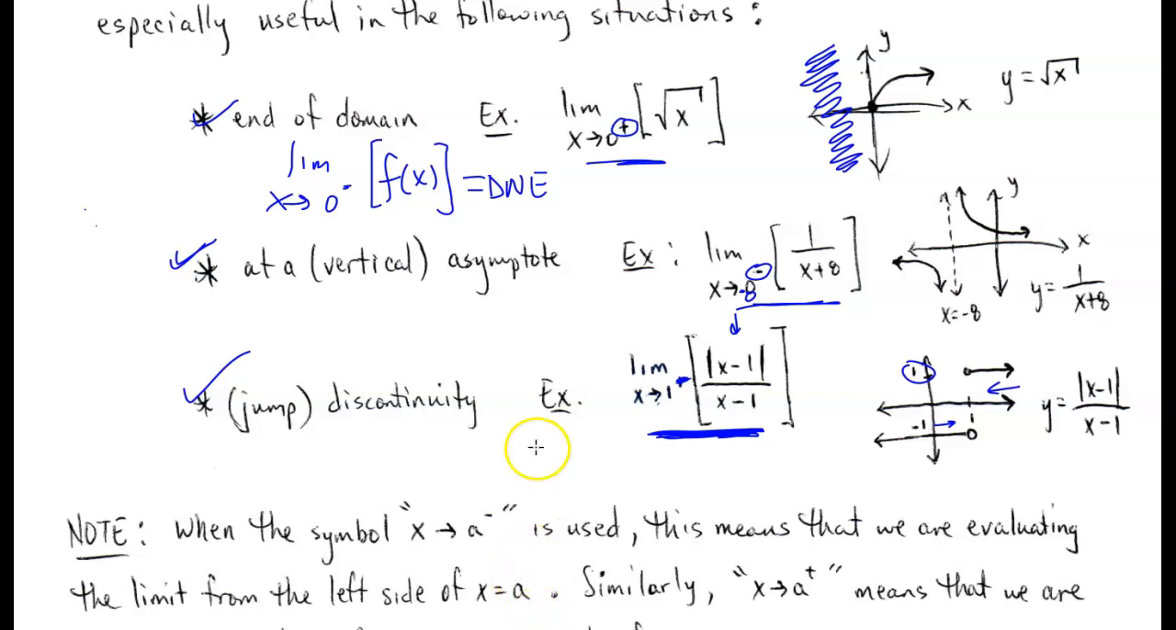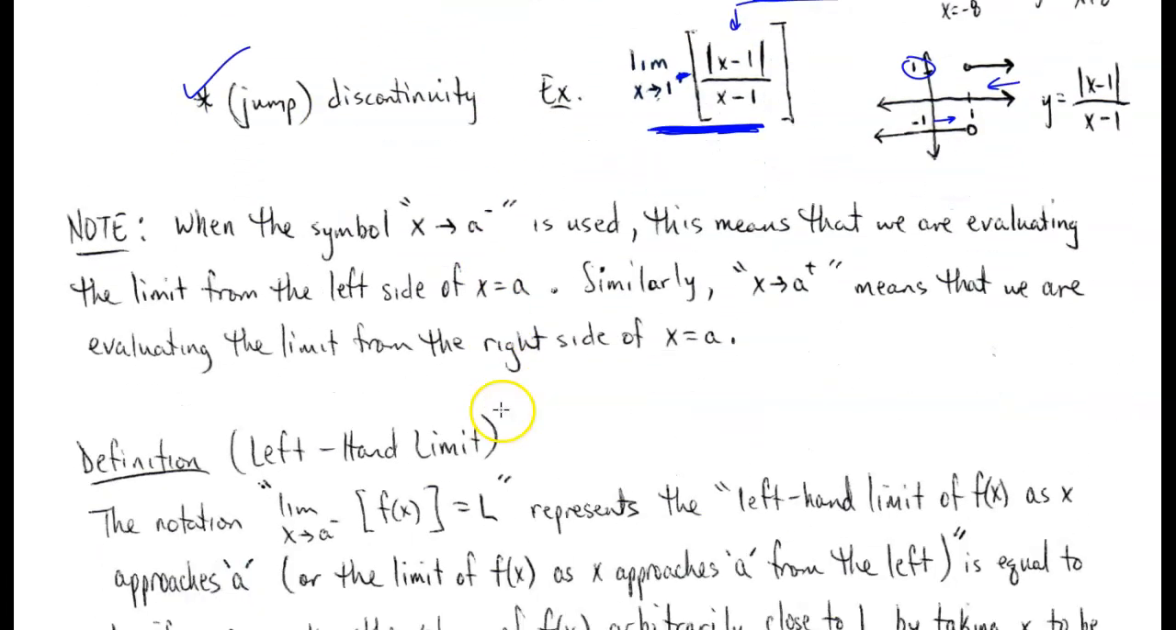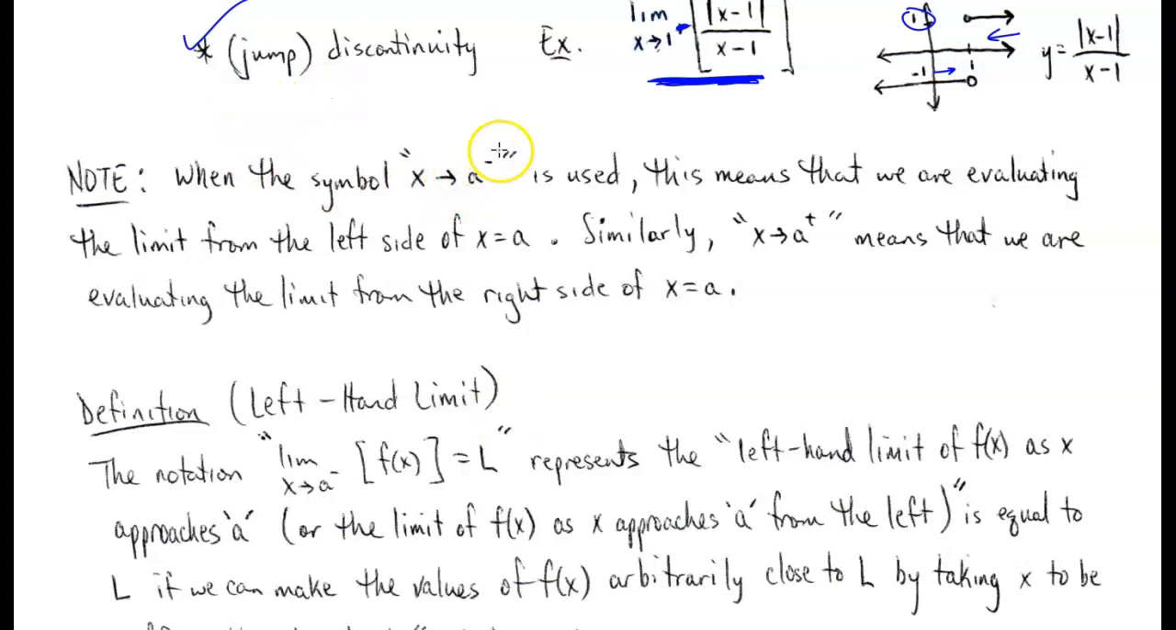Okay. So again, end of domain, vertical asymptotes, jump discontinuities, or just discontinuities in general, are all situations where we want to use one-sided limits to give us a better way to describe the behavior of the function that we're dealing with. Okay. Now, again, in the notes here, I've already mentioned this. Whenever we have the negative in the exponent here as x approaches a, then that means we're just evaluating the limit from the left. Of course, if we have the plus in the exponent, we're evaluating the limit from the right.